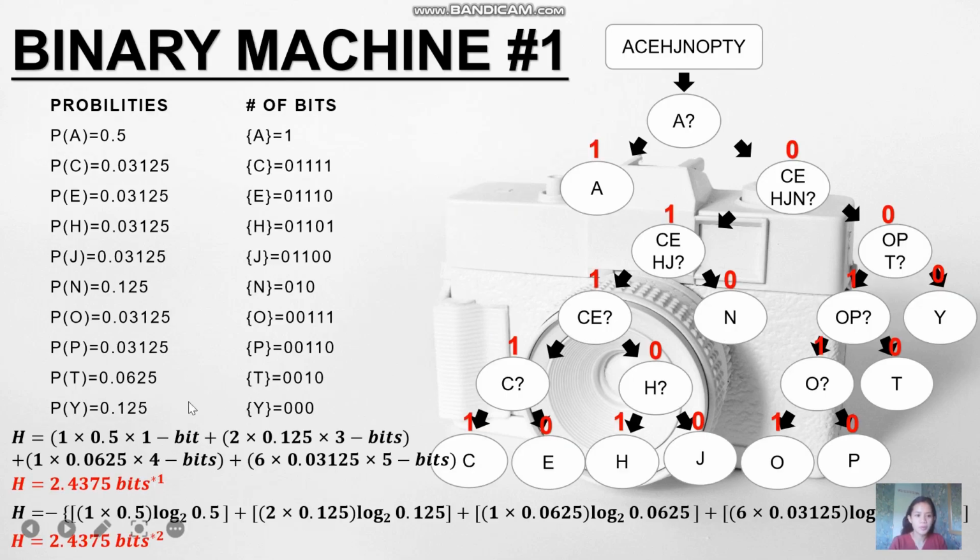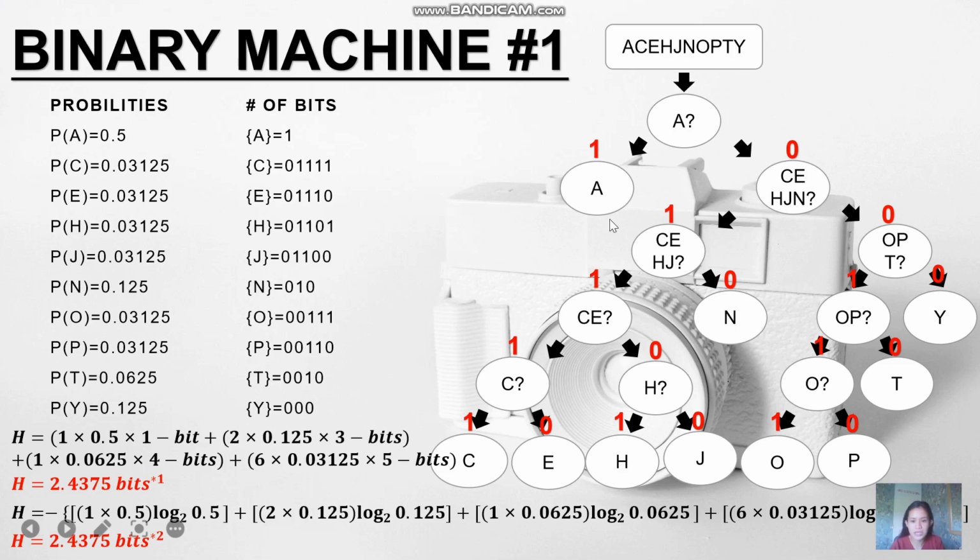All right, let's start with binary machine number 1. So these are the probabilities, and these are the number of bits. So let's start with the combined letters of my name, ACEHJNOPTY. Starting with letter A, there's a 1 here, so the number of bits is 1. So how do we get a probability? That is 2 raised to negative n. So for example, if n is 1, 2 raised to negative 1 is 0.5. And then follow on with the other probabilities of the letters.